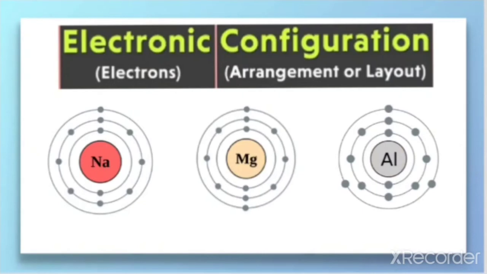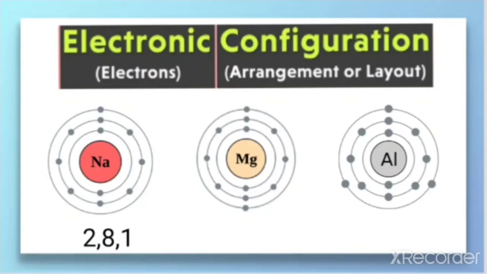Sodium, magnesium, aluminium. In the case of sodium, count how many electrons are there in the first shell. Count it. There are 2 electrons. What about the second shell? There are 8 electrons in the second shell. And what about the number of electrons in the third shell? There is only a single electron in the third shell. So what will be its electronic configuration? Its electronic configuration will be 2, 8, 1.